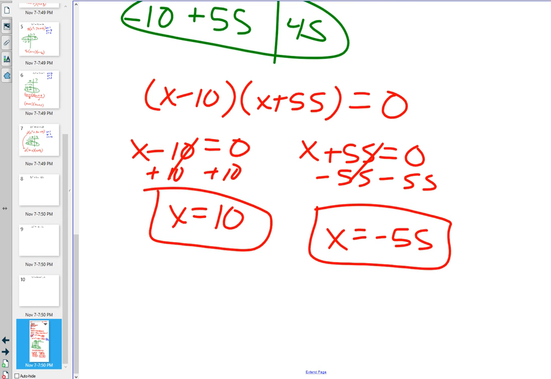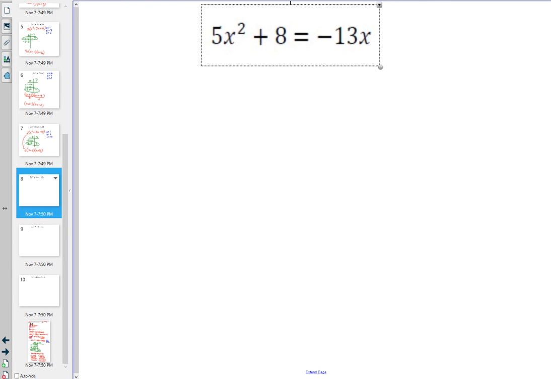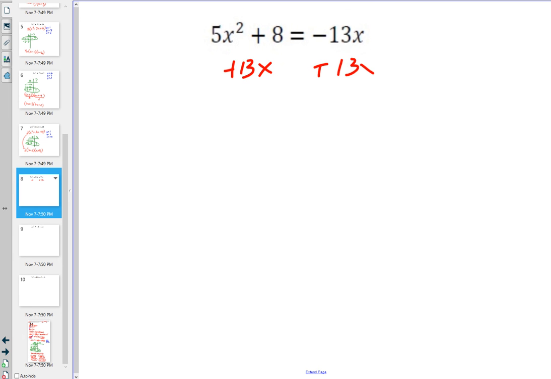Let's see if I can get these last three done before we leave. Okay, here, equations. What should I do first? Make it equal to 0, plus 13x and plus 13x. If it's not done already for you, you have to do it. Write it in standard form.